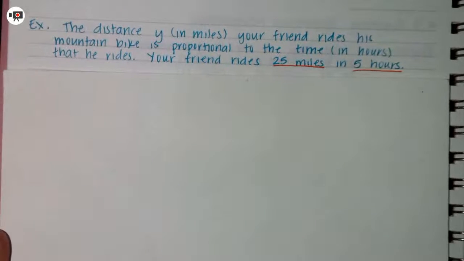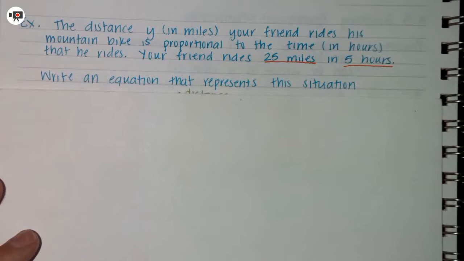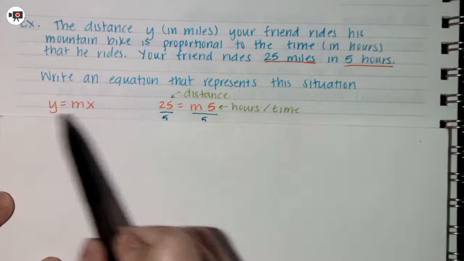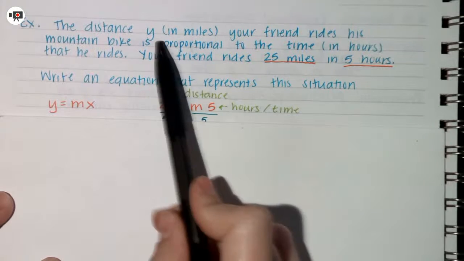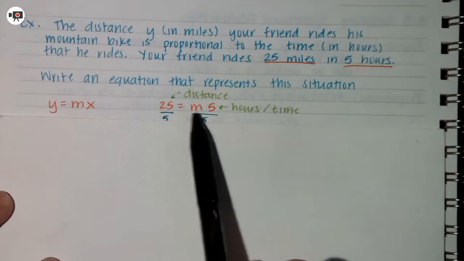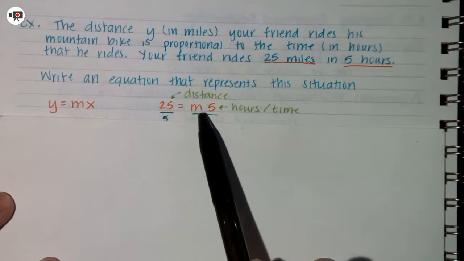Alright, the distance y in miles your friend rides his mountain bike is proportional to the time in hours that he rides. Your friend rides 25 miles in 5 hours. Write an equation that represents the situation. So I know I'm going to use y equals mx, and they said that y is miles, and that was 25. I don't have a rate. So I don't have something like miles per hour. I could find that, but I don't have it yet.